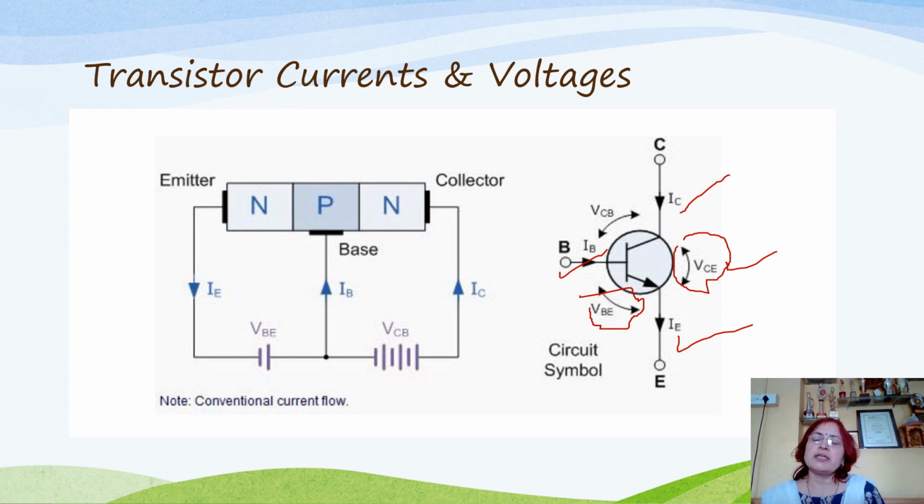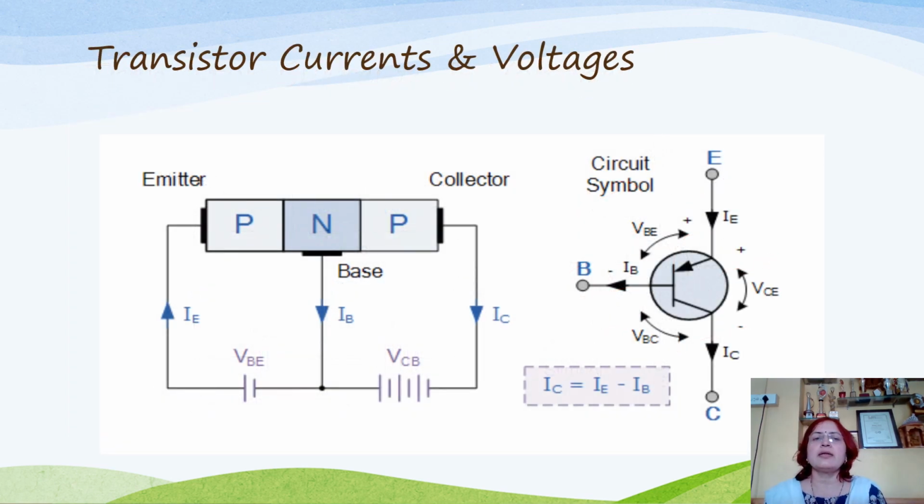And third one is the voltage between the collector and the base. This VCB is the voltage between collector and base. So the transistor has three voltages, VBE, VCE and VCB, and three currents, IC, IB and IE.